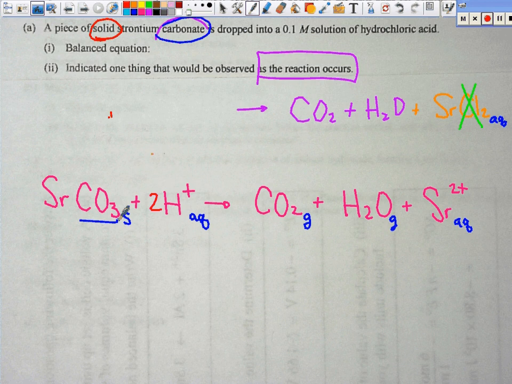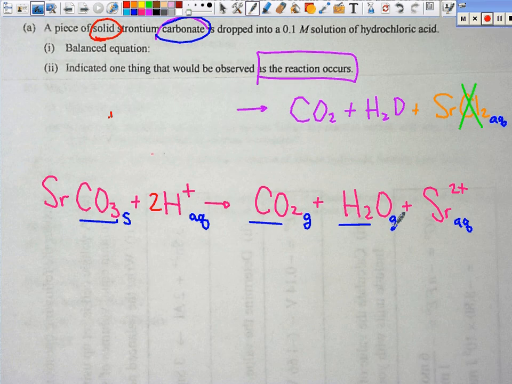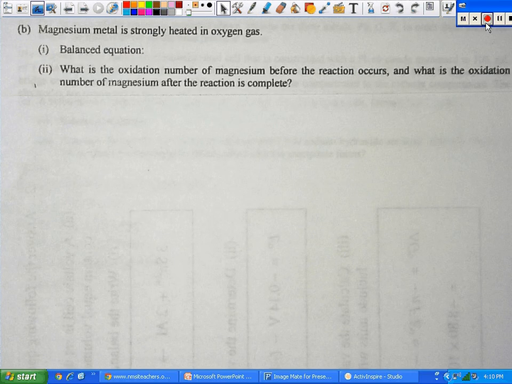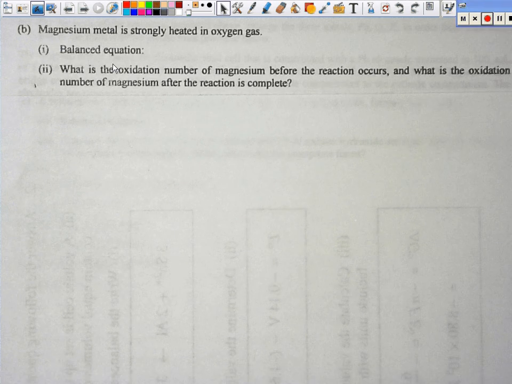Okay, so this time, magnesium metal is strongly heated in oxygen gas. Now, metal tells you what? Solid, and then gas also. So we're looking for solids and gases. Magnesium is just straight Mg plus what? O2. What do you think you're going to make? MgO.